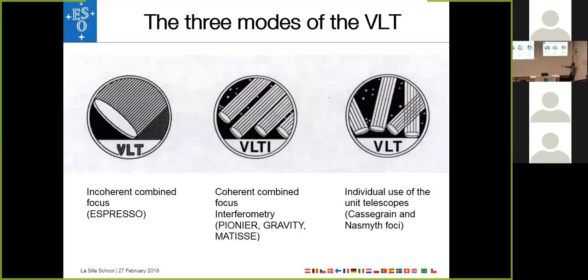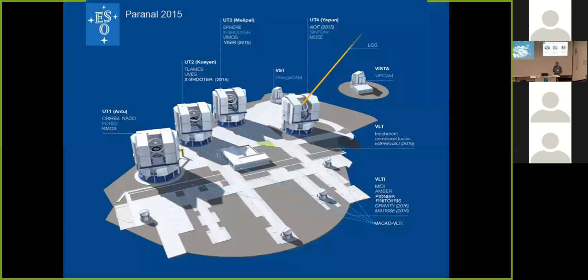We've used the VLTI for quite a few years already. This, of course, is the easy mode. Once you have a single telescope, you just start using it. But this is the new mode that Espresso will be exploring. I will talk a little bit about Gravity and Matisse. Actually, I will talk about Matisse and not much about Gravity. And then I will talk about the new instruments that are coming to the VLT individual telescopes, the UTs.